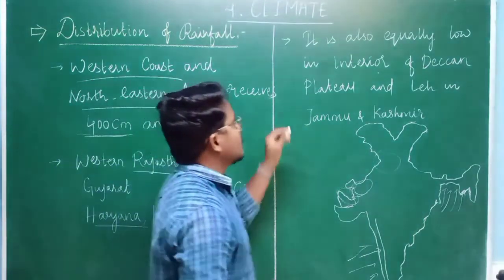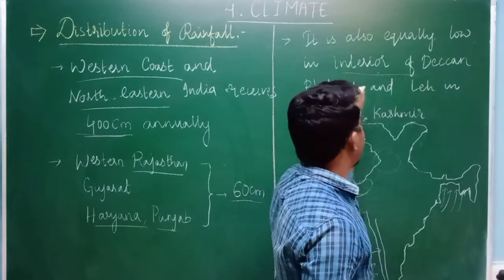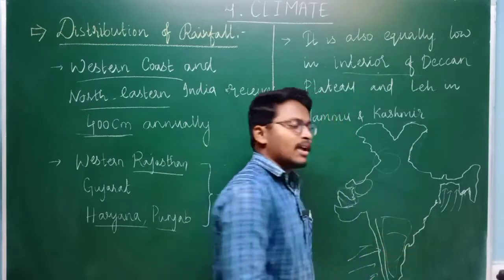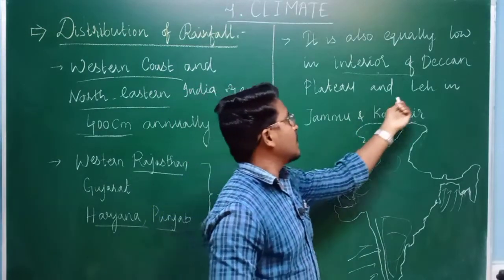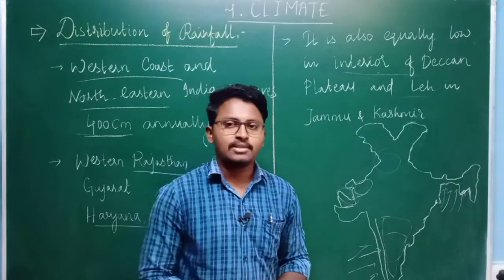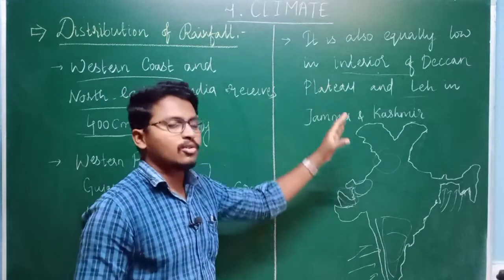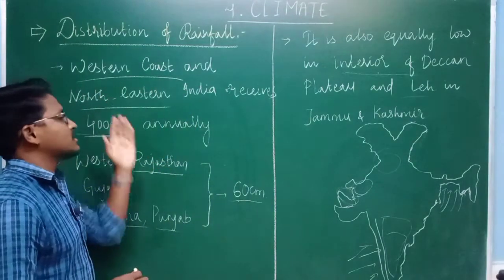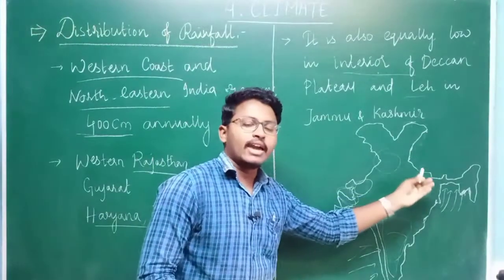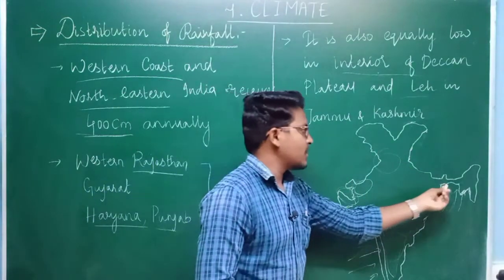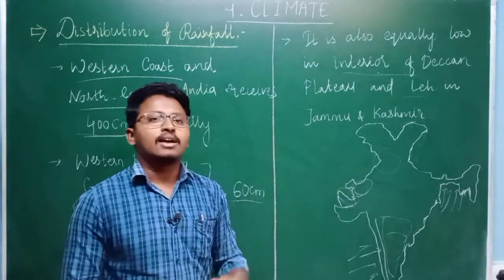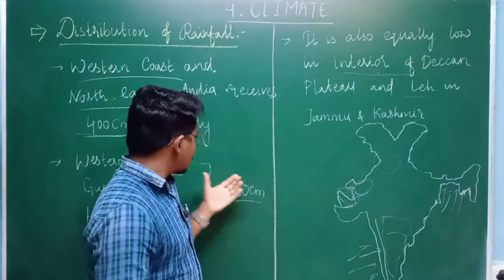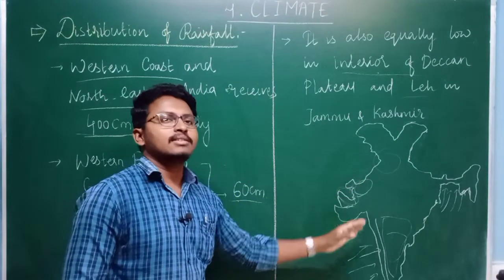It is also equally low in the interior of the Deccan Plateau. That means low rainfall can also be observed inside the Deccan Plateau, and you can also find it in Leh in Jammu and Kashmir. These are the places which receive a very small amount of rainfall compared to other places. Once again, the western coast as well as the northeastern region receive a high amount of rainfall, as we have already discussed, and a place in Meghalaya, Mawsynram, receives the highest amount of rainfall in the world itself. Then we can also find places which receive very little rainfall.